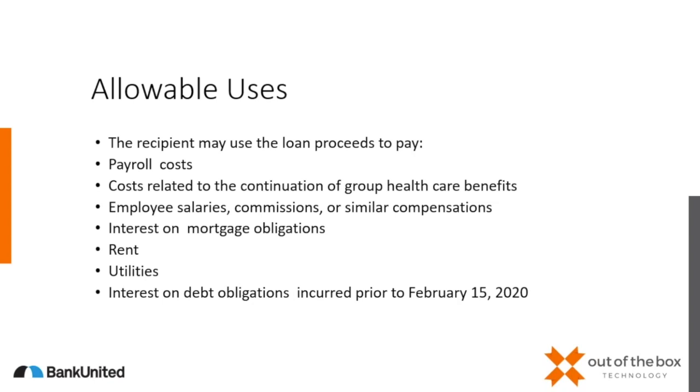They're going to ask for your wiring instructions, or if you're an existing customer, they're going to dump it in your account, and it's going to be up to you and your customers to monitor and make sure that every dime of this loan is being used for one of these allowable uses. The main one, of course, payroll costs. Got to keep those people employed.